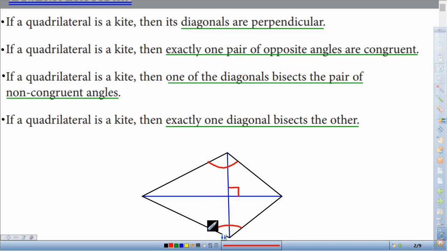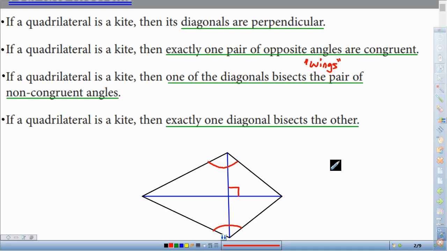Okay, so what I like to think of is I like to think of these 2 angles as the wings of the kite, and you can think of it that way, that the wings are congruent. If you want to maybe put that in your notes here, one pair of opposite angles, you can put quote unquote the wings. If that helps you, that those are the angles that are congruent.